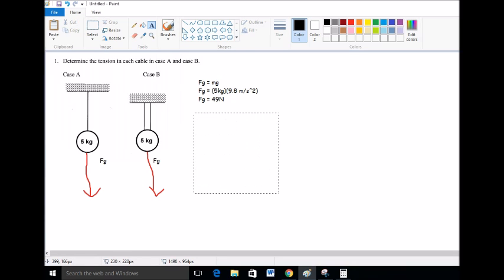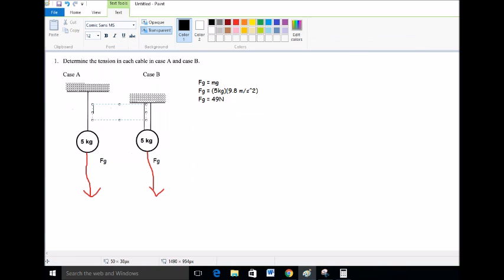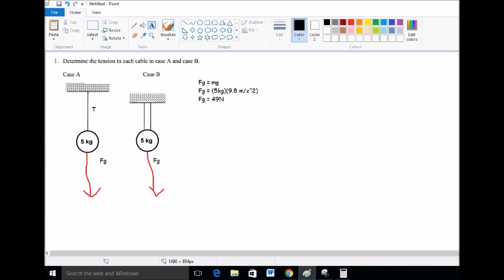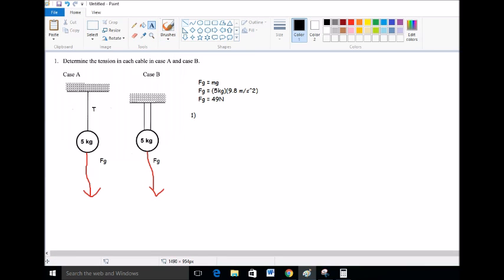Alright, now what do we do with this? Okay, so let's label this T real quick, and of course we're going to be starting with the first case. The thing is that T would be going in the upward direction and the force of gravity would be going in the opposite direction, so they're going to be canceling each other out.